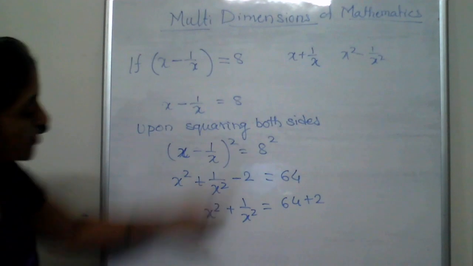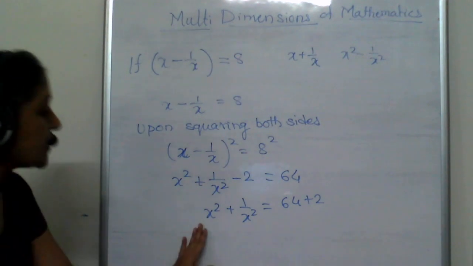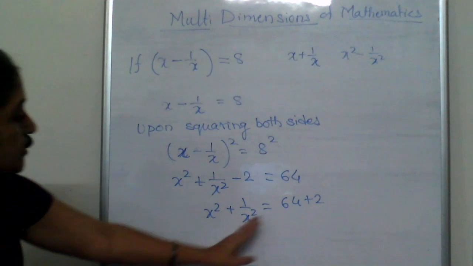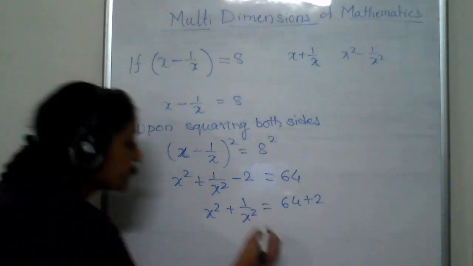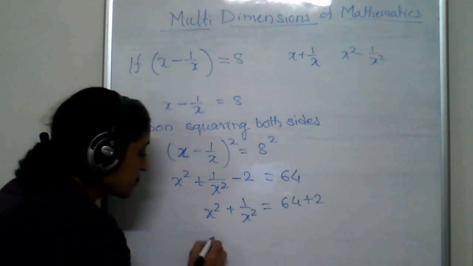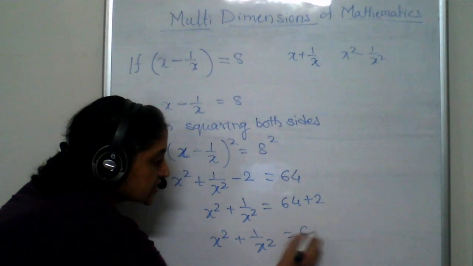Now how much is this? 66. But we don't have this, then why did we find it? You must be wondering. We will add 2 to this, and it will become (x plus 1 upon x) raised to square. That's why we have done this. Okay. So here x square plus 1 upon x square is equal to 66, we got.